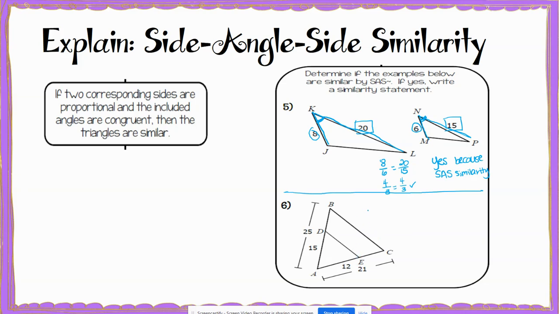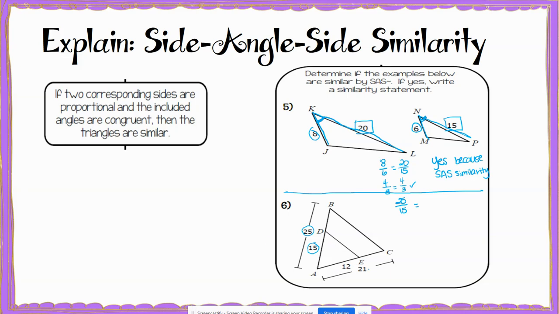Well, let's start with just side lengths. I am given two side lengths for ABC. I'm given this side length over here, which is 25. So from A all the way to B, that measures 25. Well, that corresponds with A to D, and that measurement is 15. So I'm going to use 25 and compare it to 15.